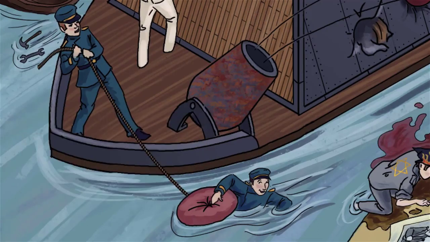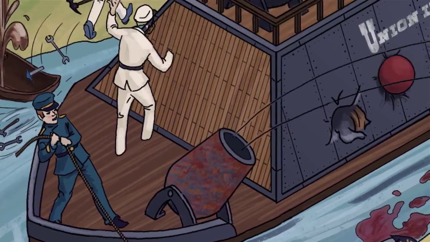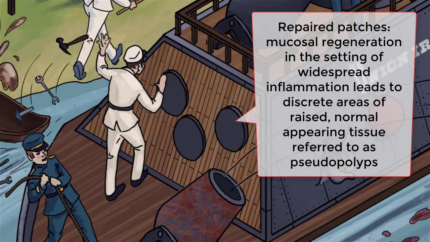This actually creates another feature commonly seen in UC, pseudopolyps. Good job, guy. Looks like these holes are all patched up by our repairman. These pseudopolyps aren't polyps at all, but regenerating normal mucosa. These little islands of regenerating mucosa stick out above the friable, inflamed segments, giving them a polyp-like appearance.